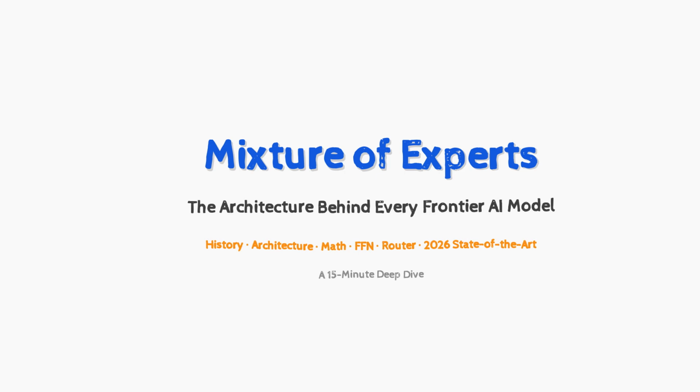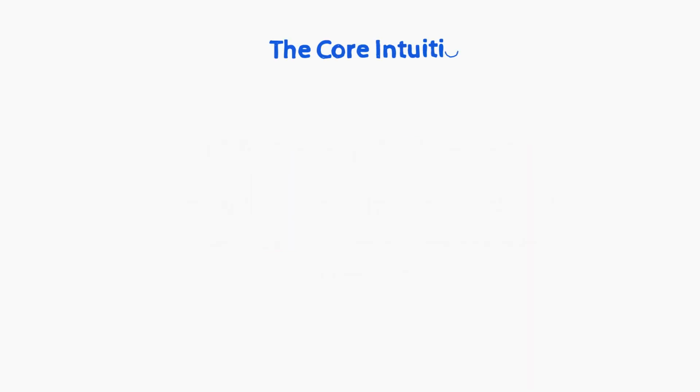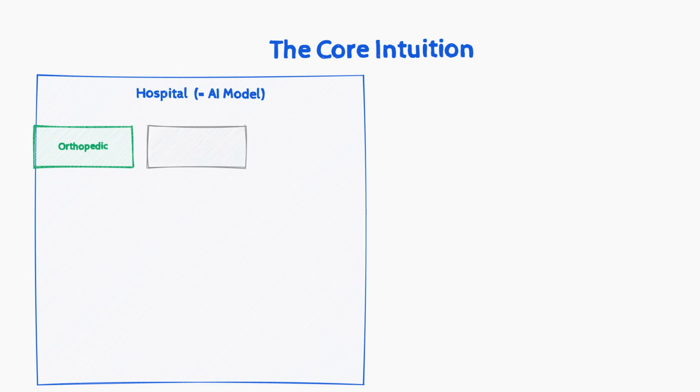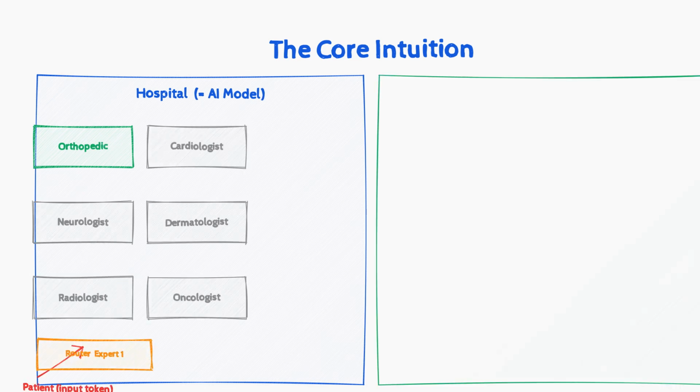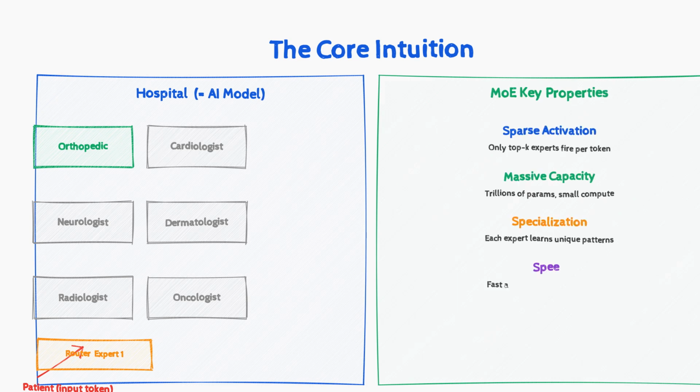Let's go. Let's start with an analogy. Imagine a hospital. When you walk in with a broken leg, the hospital doesn't make every doctor examine you. It routes you to the orthopedic surgeon. The cardiologist, the neurologist, the dermatologist, they stay idle. That's exactly how mixture of experts works inside a neural network.